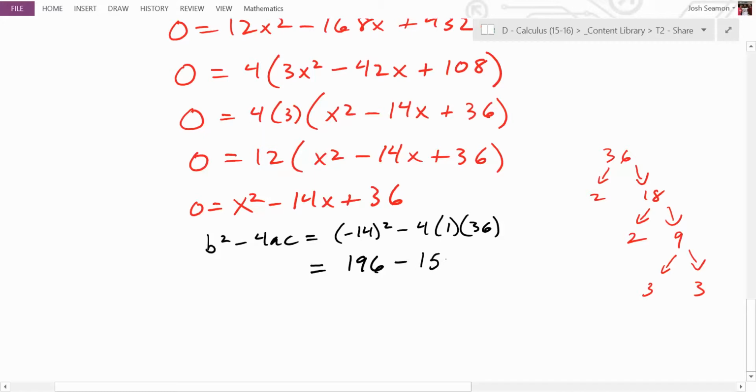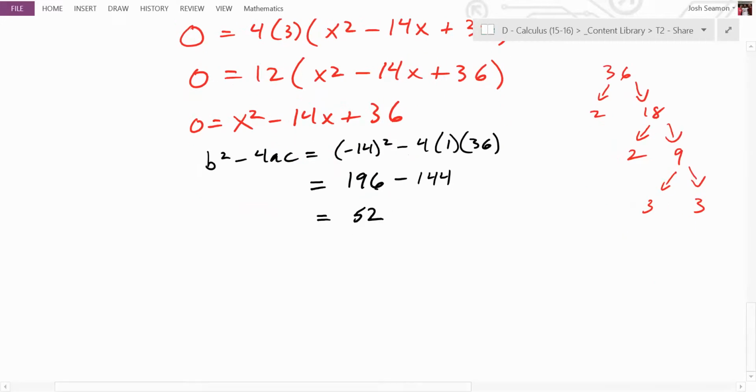152? What is it? 144. Isn't it 144? Yeah, 4 times 36, sorry. I did the whole thing. I'm sorry, I was like, I think it's bigger. So that's 52. So what's the answer going to be?